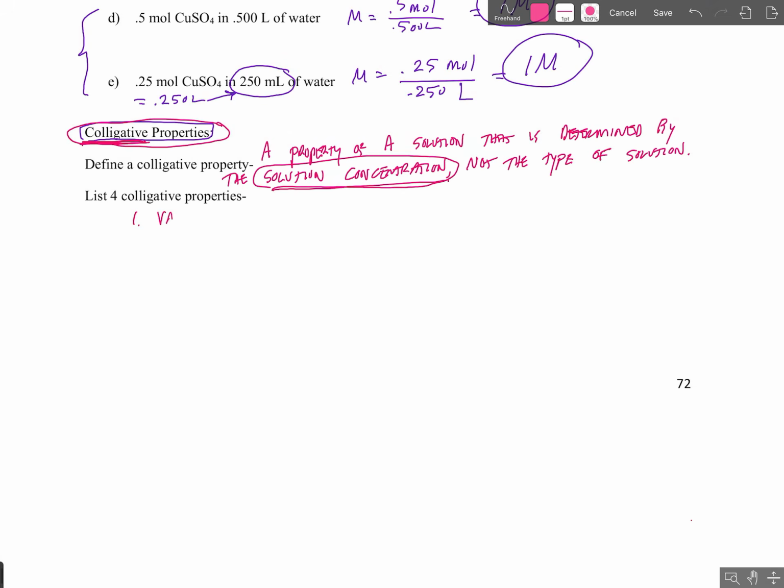Number one, vapor pressure lowering. Now, you might recall we've discussed vapor pressure before. Vapor pressure itself is not the colligative property. Vapor pressure lowering is the colligative property. I'll explain that in a few minutes. Number two, boiling point elevation.